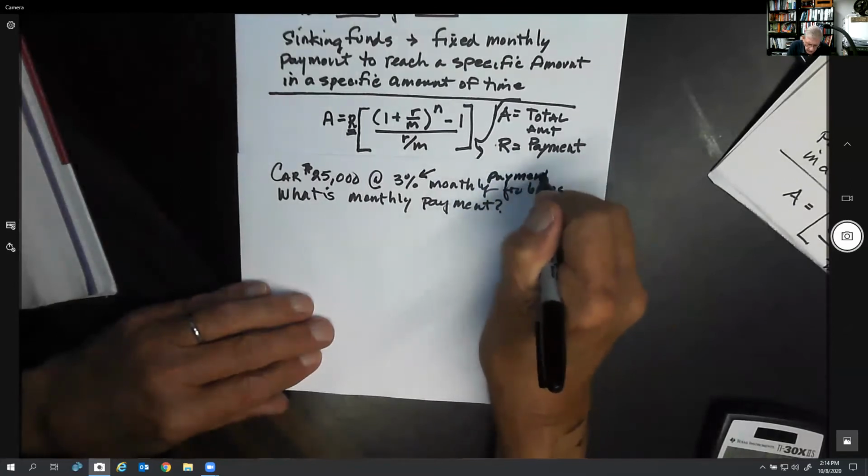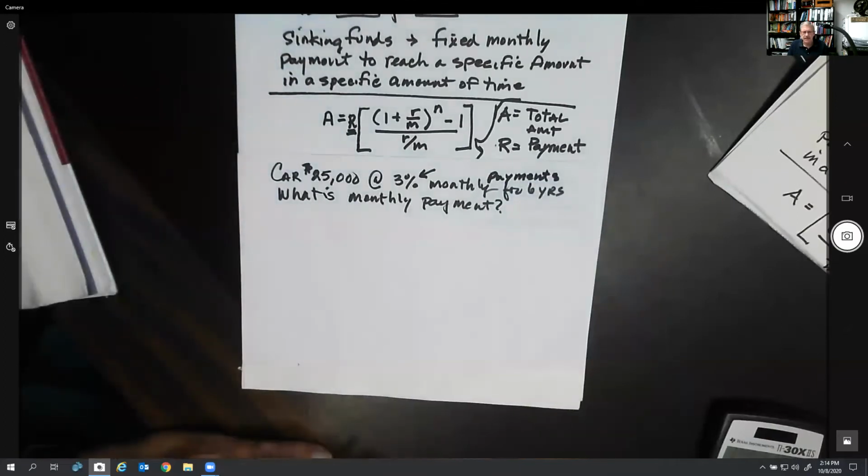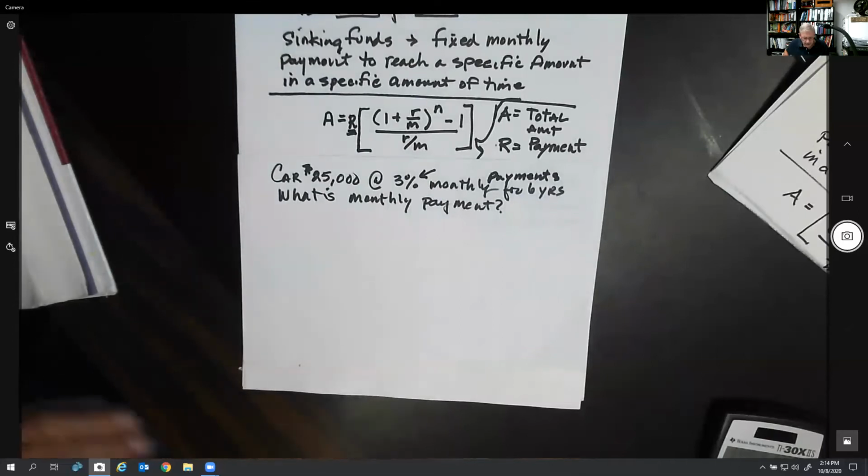And you're trying to figure out what they are. What are your monthly payments? You're going to do this for 6 years, and you want to figure out, what is my monthly payment? So it's compounded monthly. In other words, your interest is accumulated every month on this.